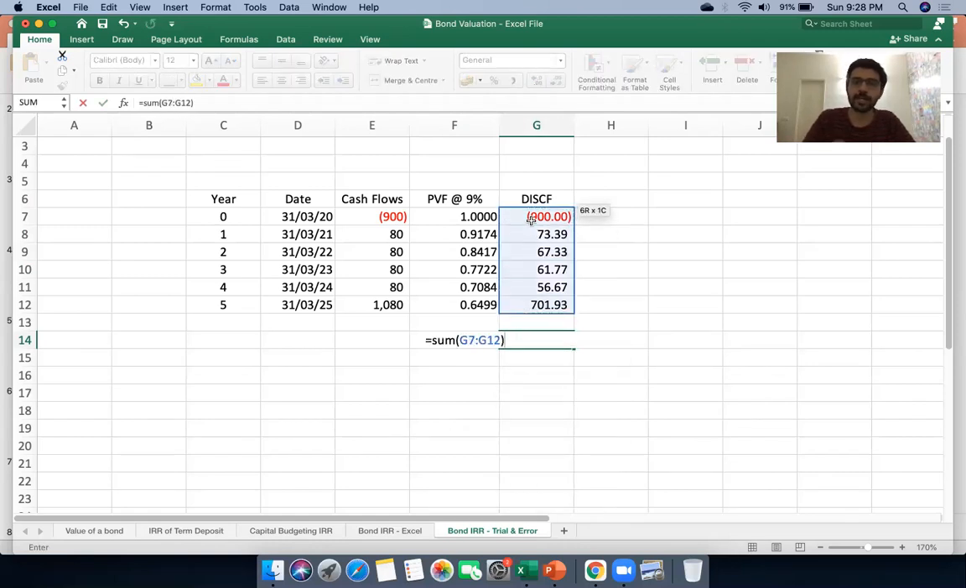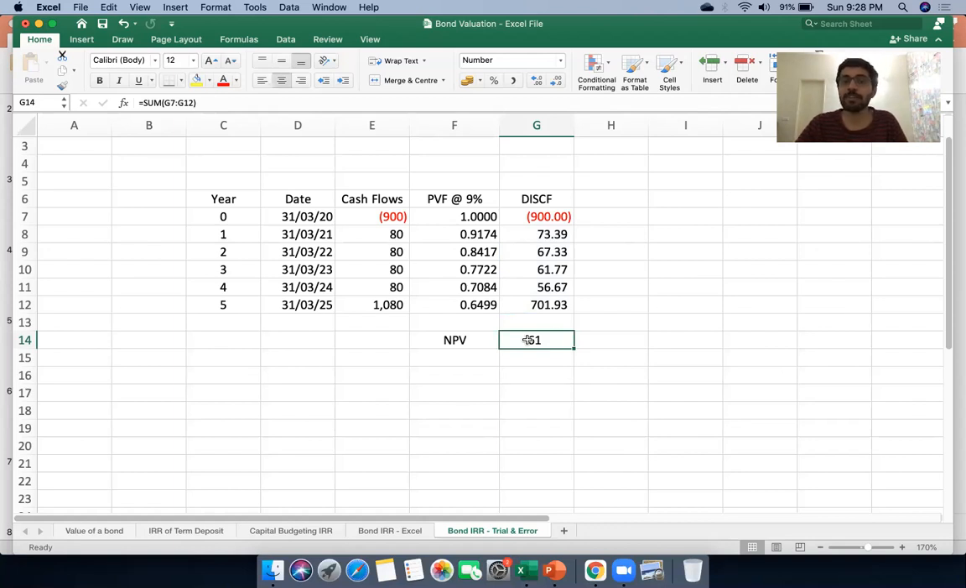Now, before I click the enter button, if 9% is actually the IRR, then the NPV should be equal to 0. Okay, if 9% is actually the IRR, the NPV should be equal to 0. Now I'm just pressing enter. NPV is actually $61. The fact that NPV is not equal to 0 means that this is not the IRR. All right, so the NPV is positive 61.10. The fact that NPV is not equal to 0 means that 9% is not the IRR, right? So now I'll have to try some other discount rate as the IRR.